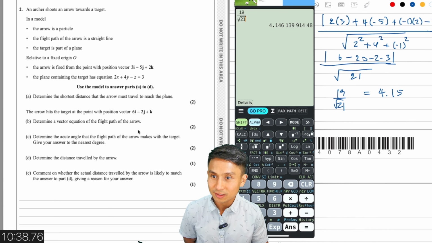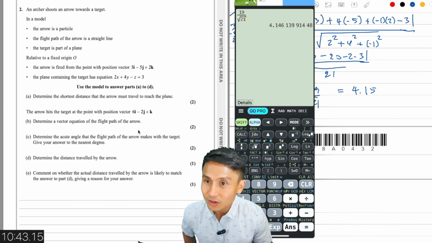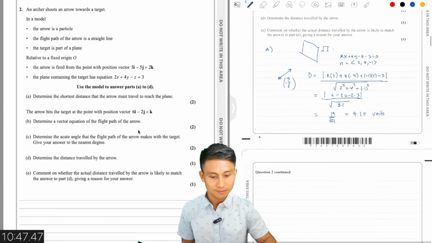What's that, meters? Is everything in meters here? Nope, just units. Okay, that's fine.